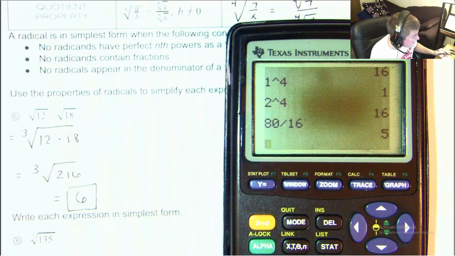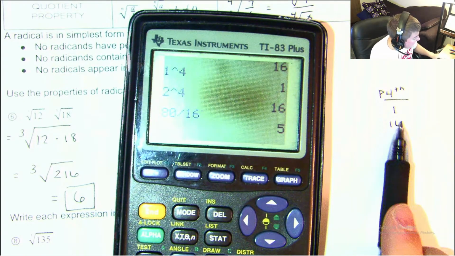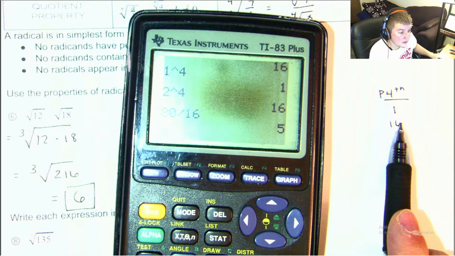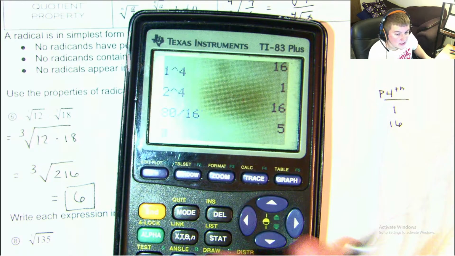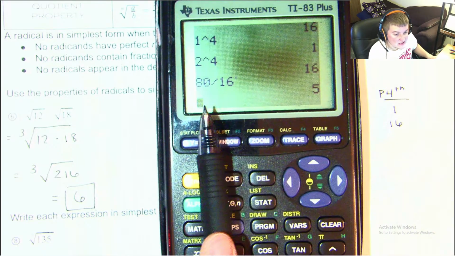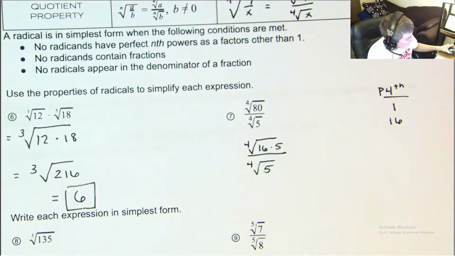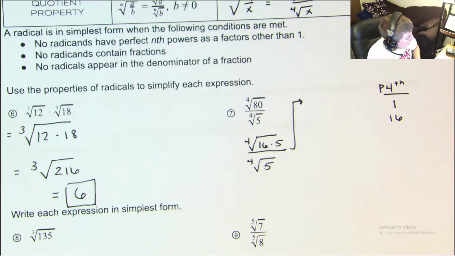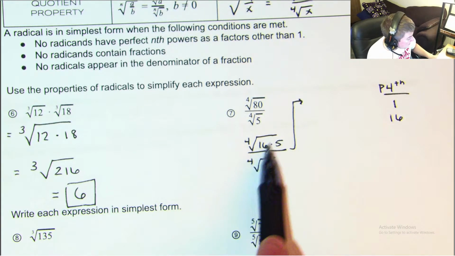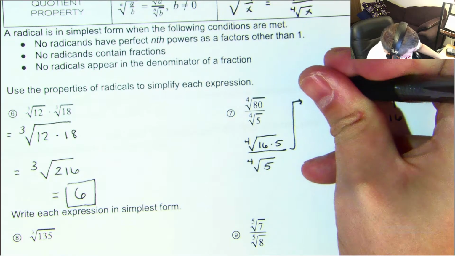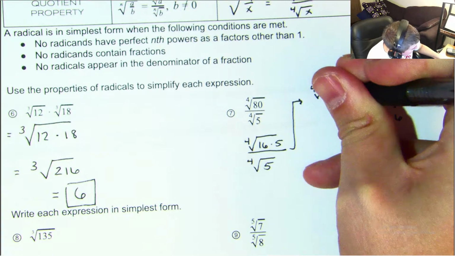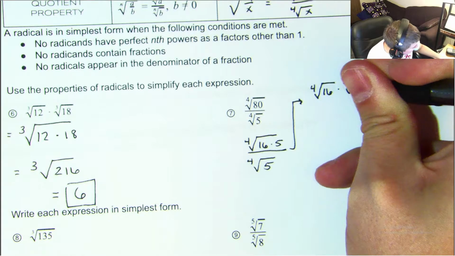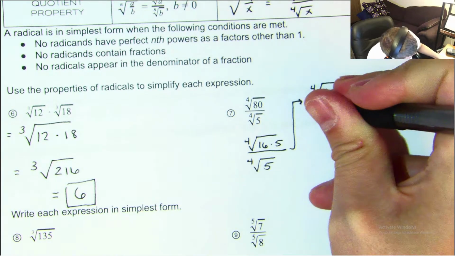Okay, how did I get 16 and 5? Because I identified my perfect fourth root as 16, and when I divided 80 by 16, I got 5. Well, we can split this up. We know our radical property says we can split this up, and say it's the fourth root of 16 times the fourth root of 5, divided by the fourth root of 5.